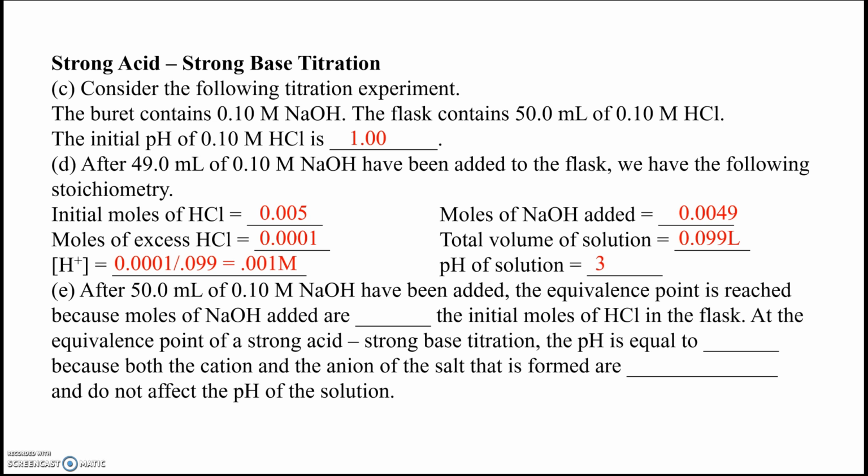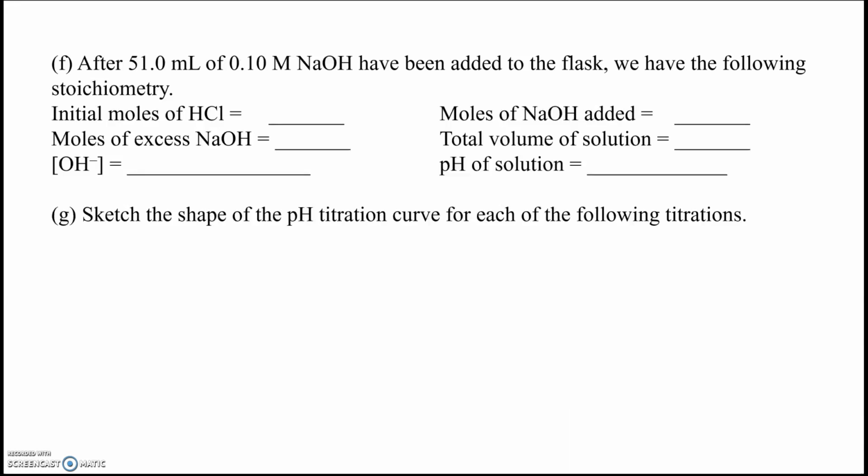Make sure at this point that you can do these calculations and you understand, rather than just nodding your head going, yeah, because you will have to do this. All right, next part, part E. I've gone from 49 milliliters to 50 milliliters. Now, I'm at the equivalence point because the number of moles of sodium hydroxide I've added are equal to the number of moles of acid that I had initially. And at this equivalence point, the pH is equal to 7. It must be 7 for a strong acid, strong base titration, because both the cation and the anion that are formed are neutral and they don't affect the pH.